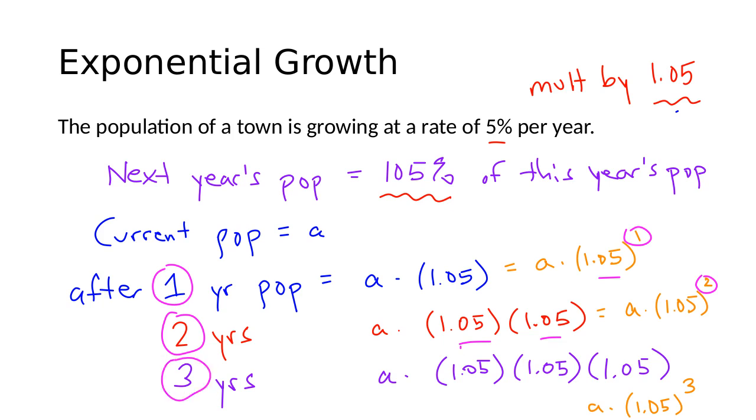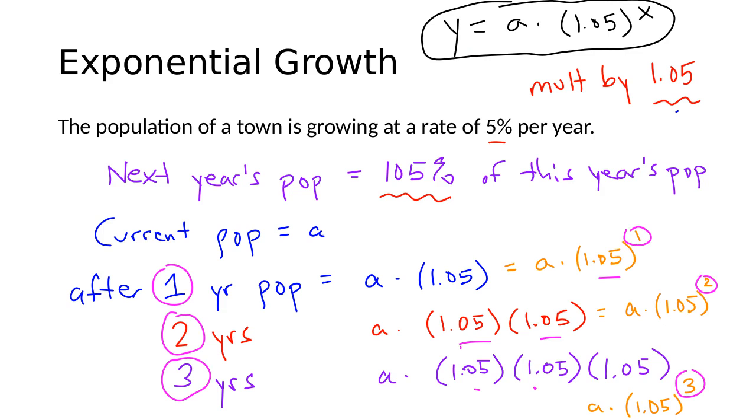After 3 years, I need to multiply by that growth factor 3 times, so I'm raising it to the third power. And that's how we build a formula for exponential growth. What our formula for exponential growth would be here is y equals my starting amount multiplied by my growth factor raised to the x power, where x is how many years down the road do you want to know about. And so there's my exponential model for this situation.